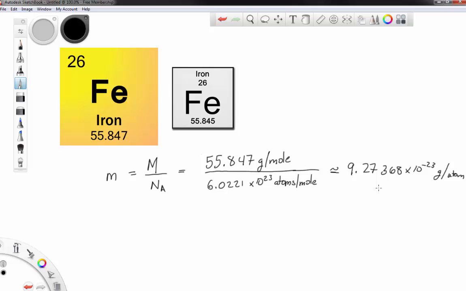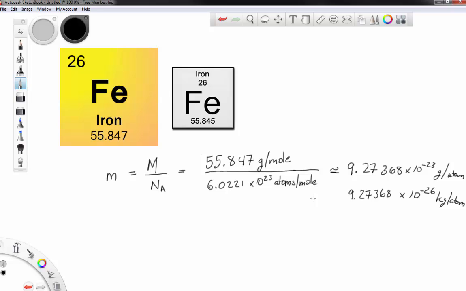Well, I guess this means we should probably convert this into kilograms. There's 1,000 grams in a kilogram, so that means that this is equal to 9.27368 times 10 to the minus 26 kilograms per atom. Alright, so now we basically have the mass of a single atom of iron.